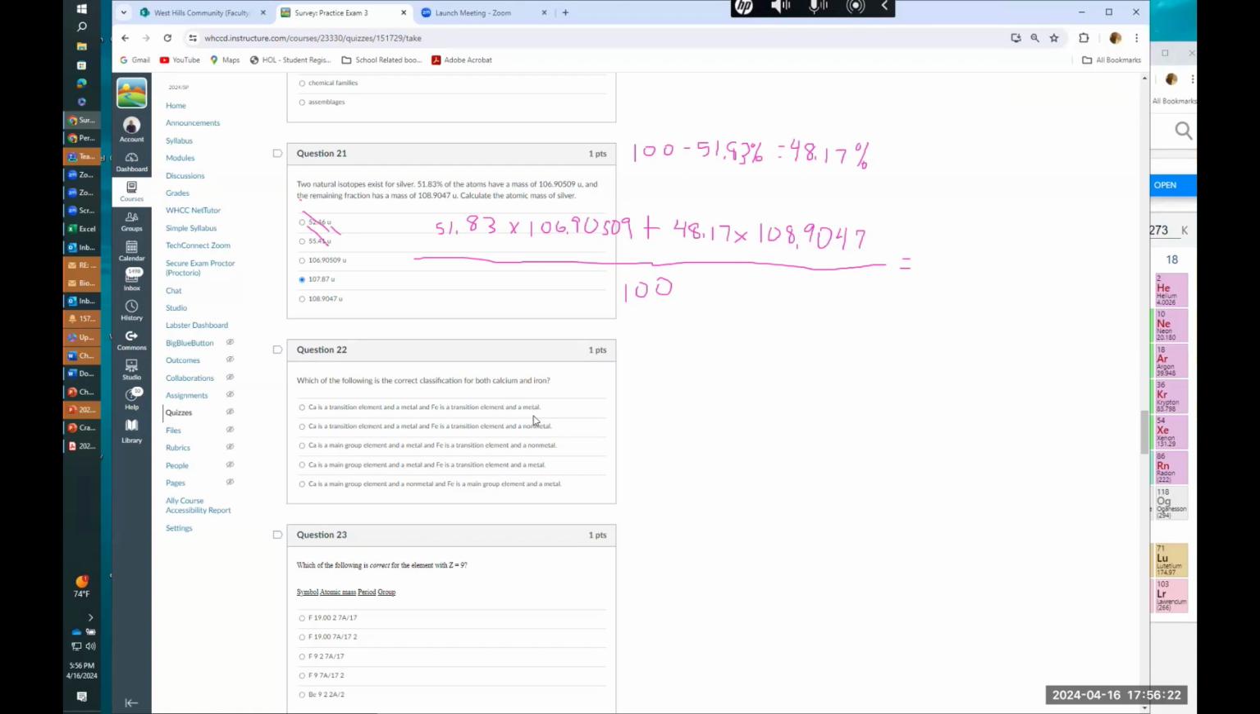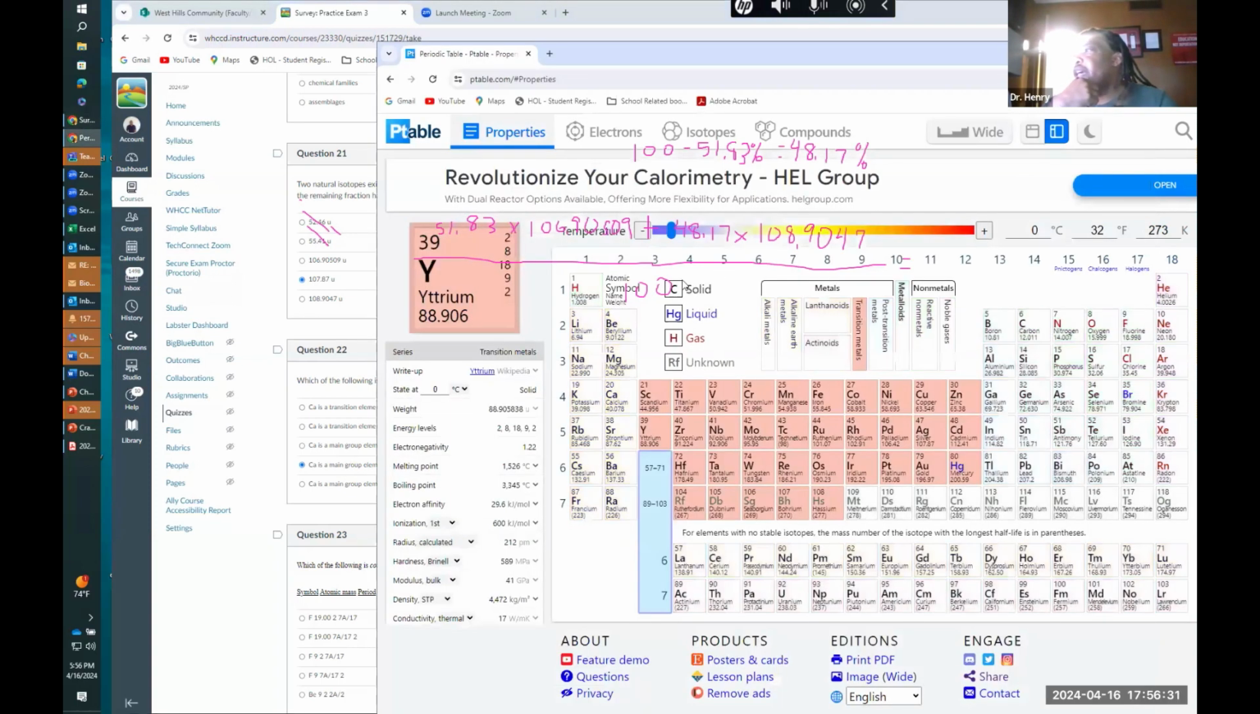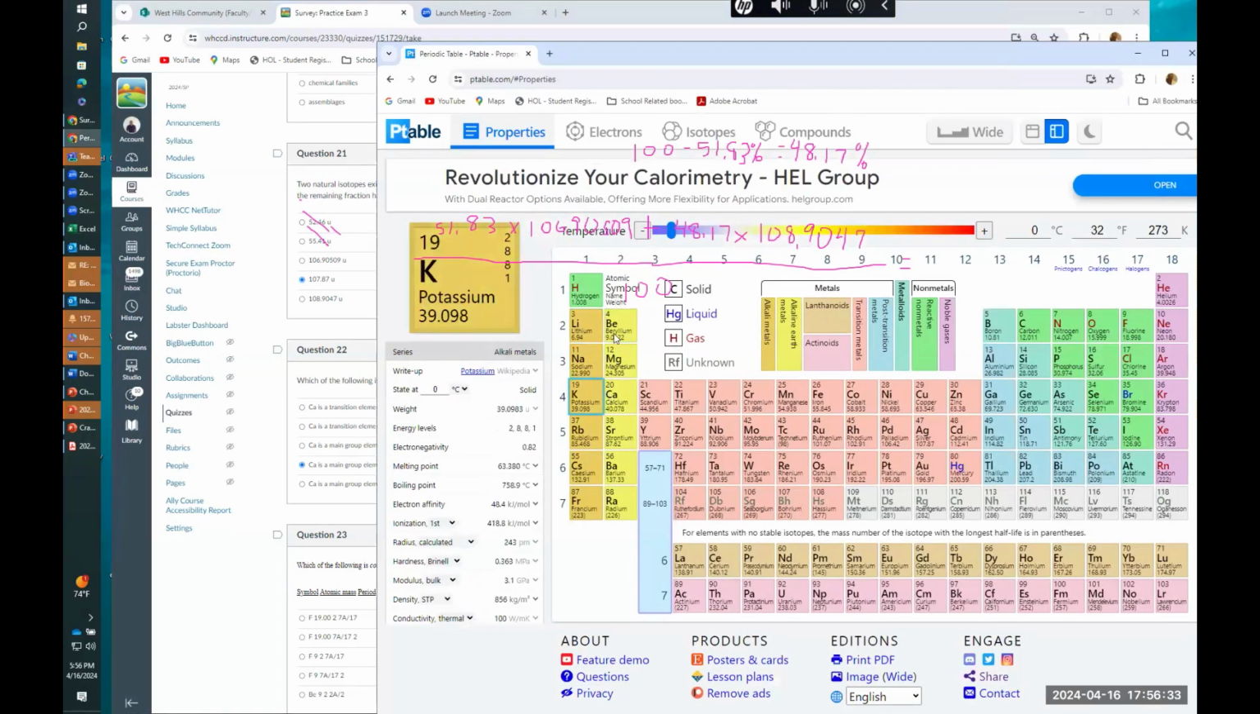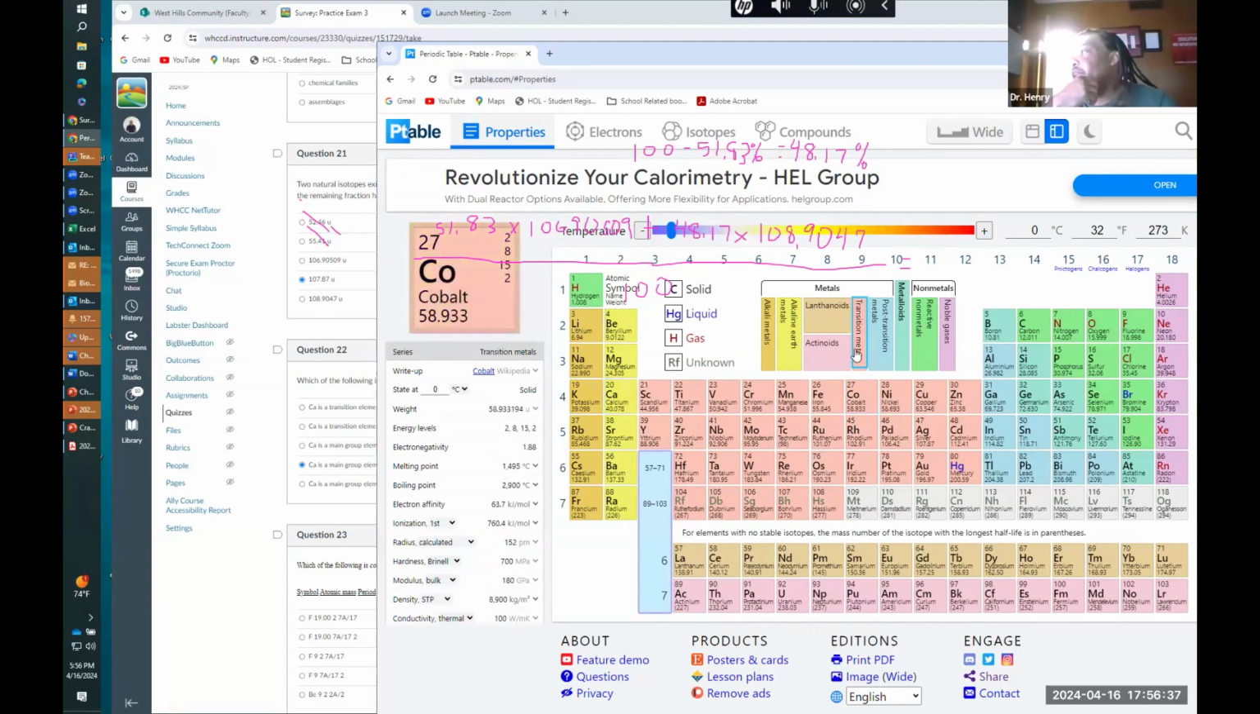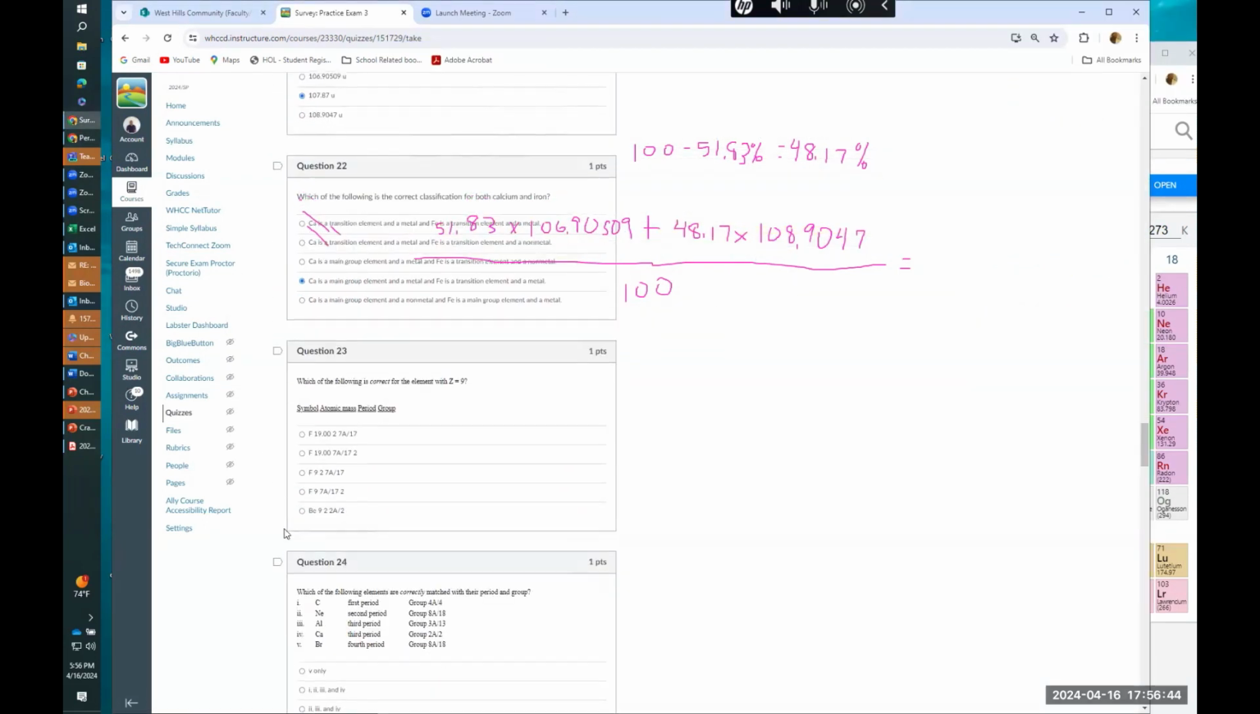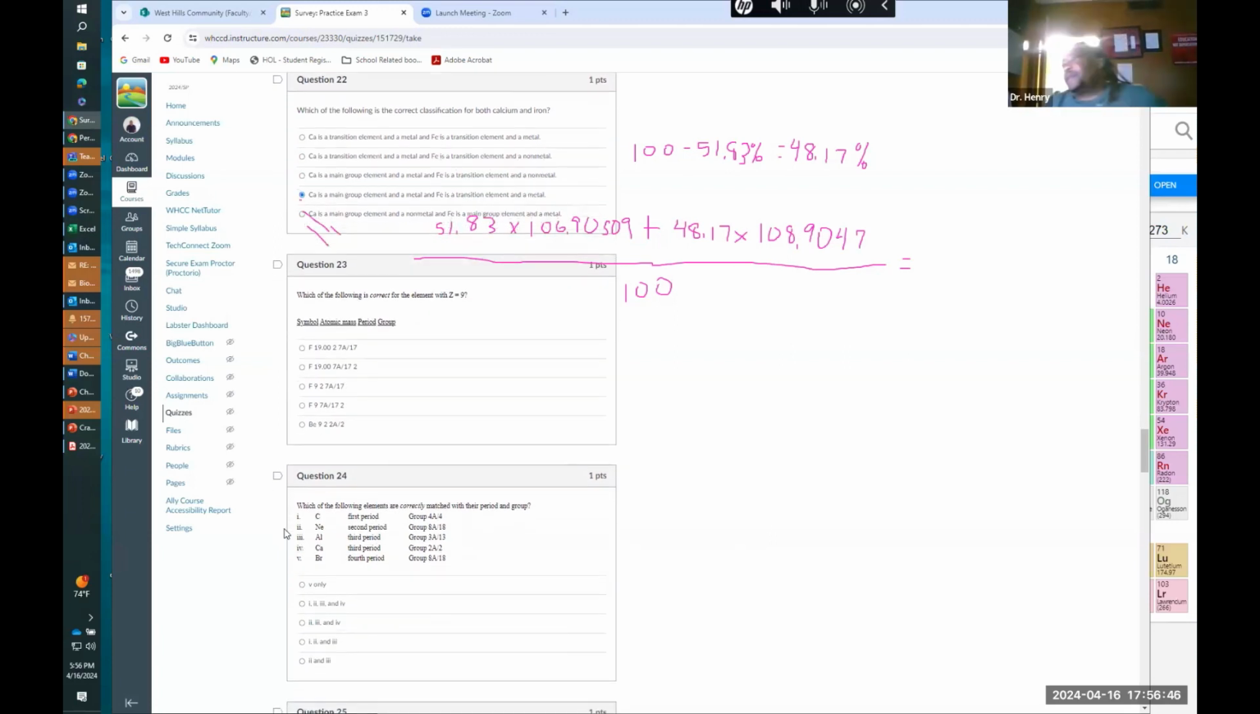Would it be the second to the last? This one right here? Yeah, that is correct. Because if we look at our periodic table, we know that calcium is part of the main group, and it's a metal. And then we know that iron is a transition metal. That is correct.